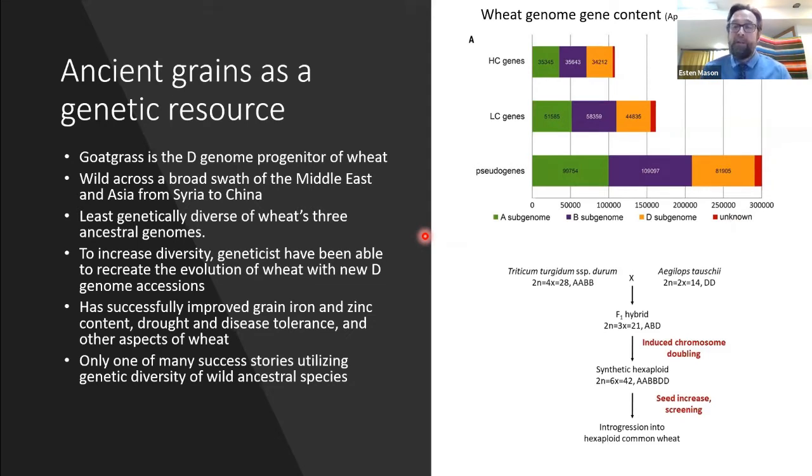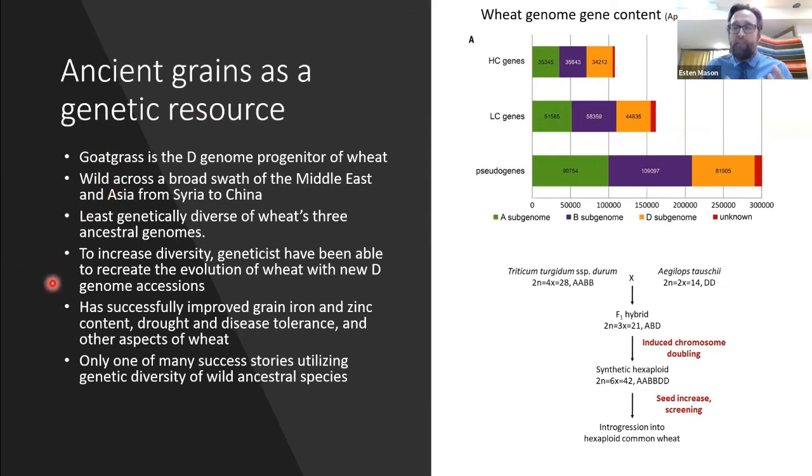And so plant breeders have seen this as a way to bring in new diversity by collecting these landrace varieties, bringing them in and incorporating those useful genes, useful alleles into modern wheat. So goat grass, as I mentioned, is this D genome progenitor. It's present across a broad swath of the Middle East and Asia, Syria, and China. And it's the least genetically diverse.